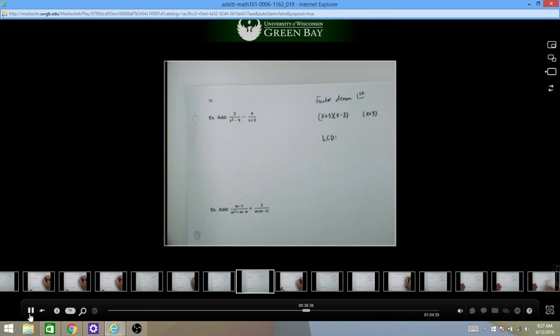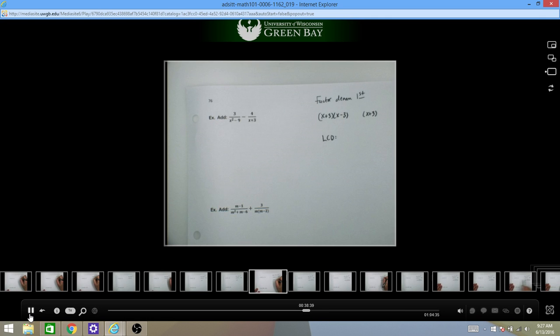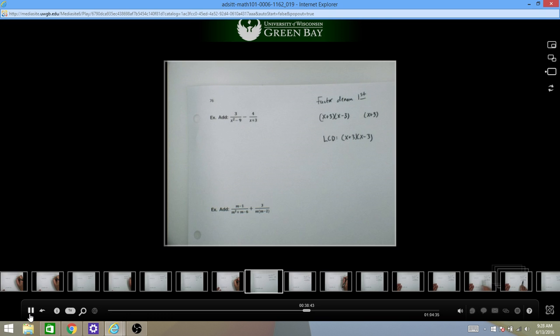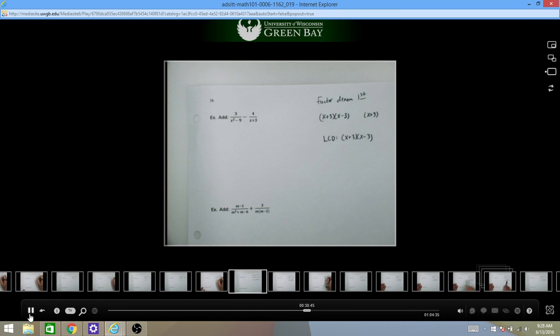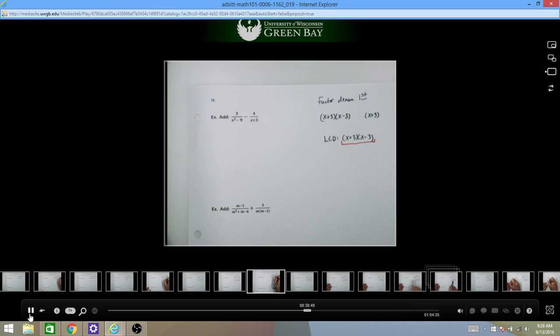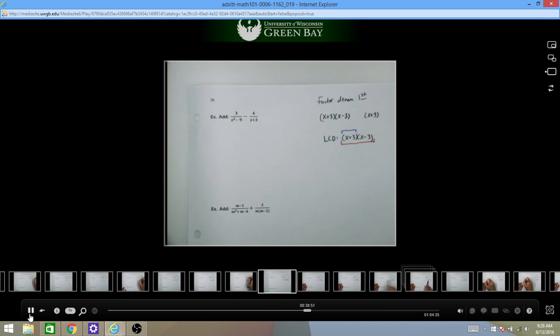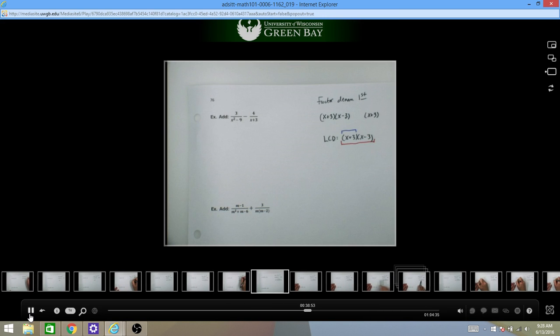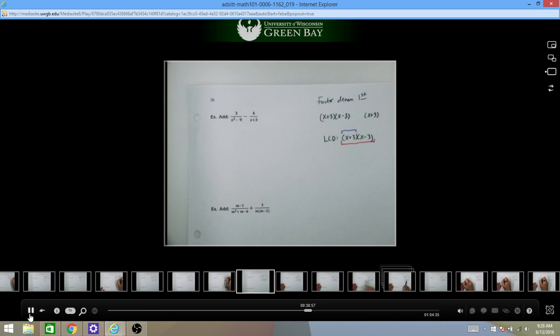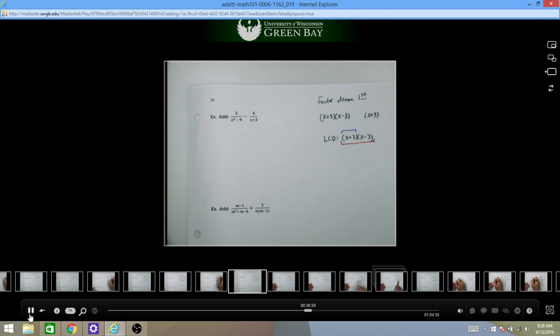So if you have the x plus 3 times x minus 3, well, that contains the whole first denominator, and it also contains the second denominator. Okay. So the least common denominator has the whole left denominator, and it has the whole right denominator. So you can go ahead and build up your fractions now to get this least common denominator.